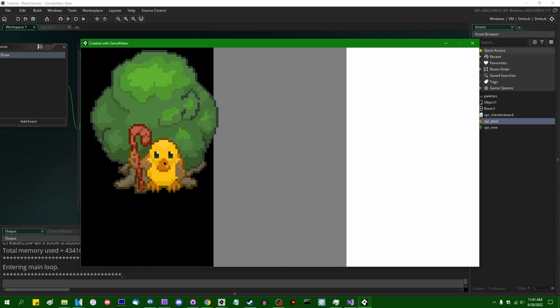You already spent like 25 minutes last time talking about blend modes in GameMaker. You really gonna do it again? Oh, you have no idea how far the rabbit hole goes on this, do you?